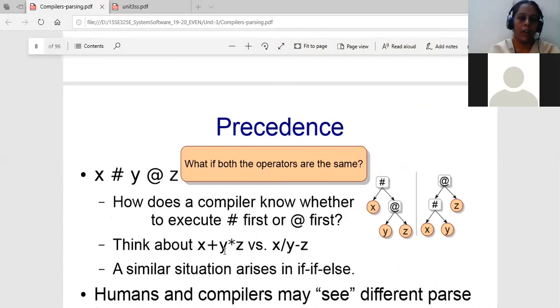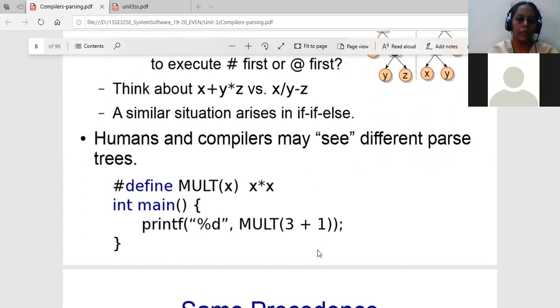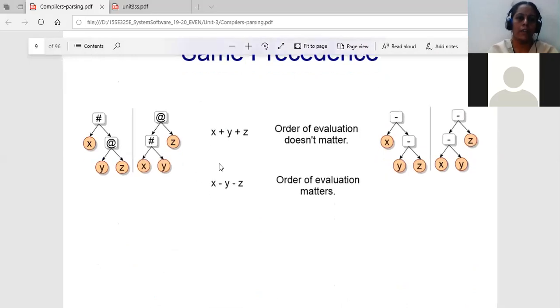While you are evaluating this expression, normally we evaluate from left to right. But if you evaluate x plus y star z from left to right, it is wrong. Actually, star and slash have higher precedence over plus and minus. First is the power, second is star and slash, division and multiplication, and only after that plus and minus have to be executed if there are no brackets here. So the precedence is very important.